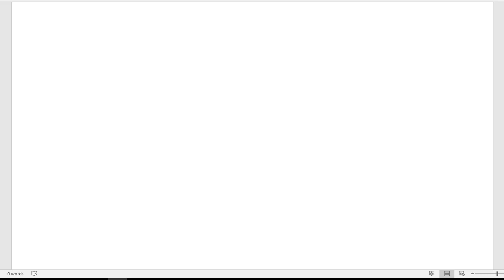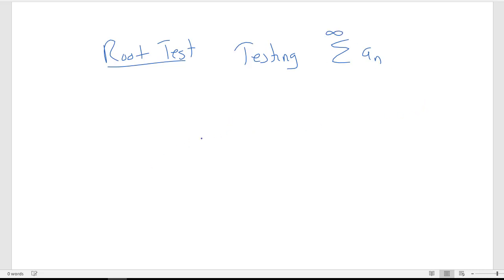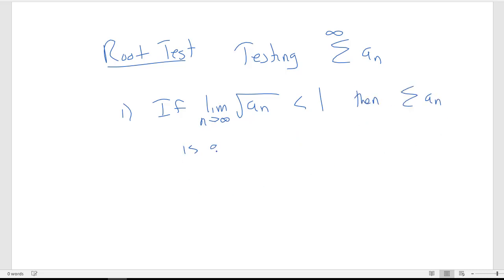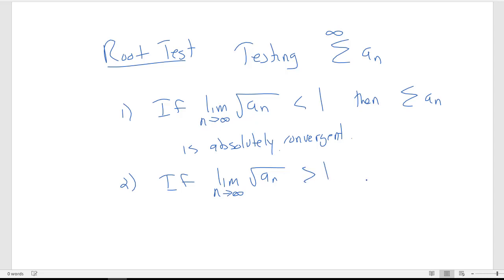Let me write out what the root test says. Root test as our heading. We're testing the sum of a sub n, an infinite series. Condition 1 says if the limit of the root of those terms is less than 1, then our series is absolutely convergent. Case 2 would be, just like with the ratio test, if the limit of the root of terms is greater than 1 or infinity, then our series is divergent.